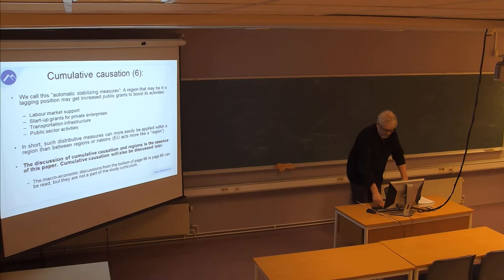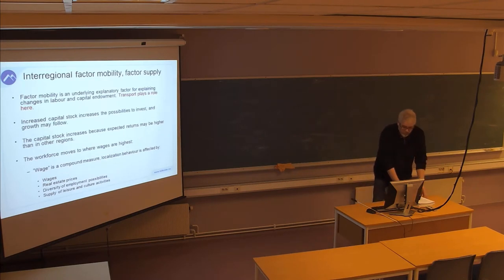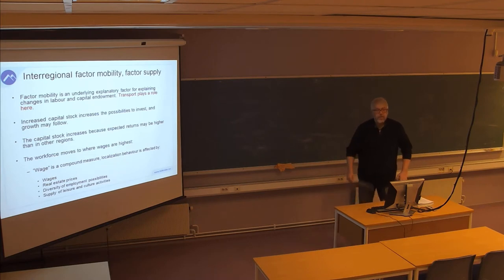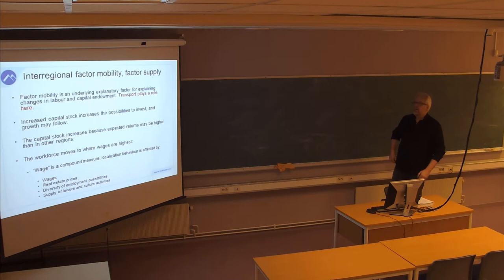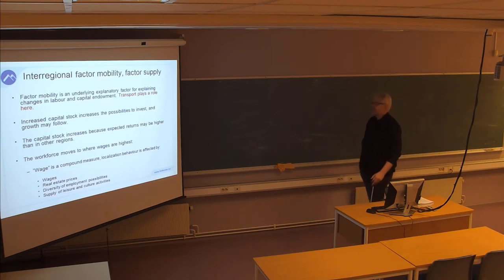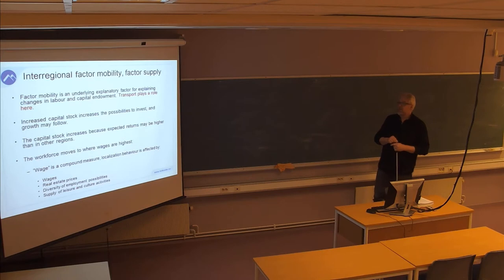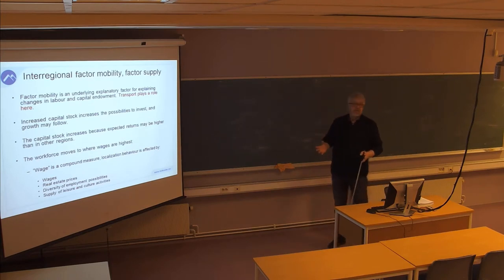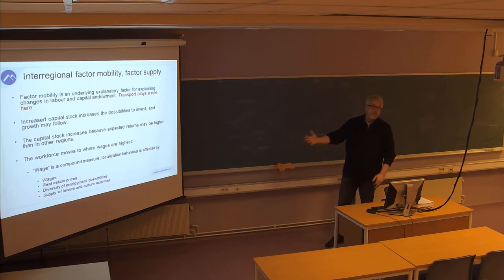Okay, so the factor mobility factors here are labor force, capital, and other production factors, supplies, semi-manufactured goods, and so on. It's an explanatory factor for explaining changes in capital and labor endowment. Endowment means the resources that I have at hand. So the ability to move is important for where the different resources end up in a general equilibrium perspective, right? As we have seen.